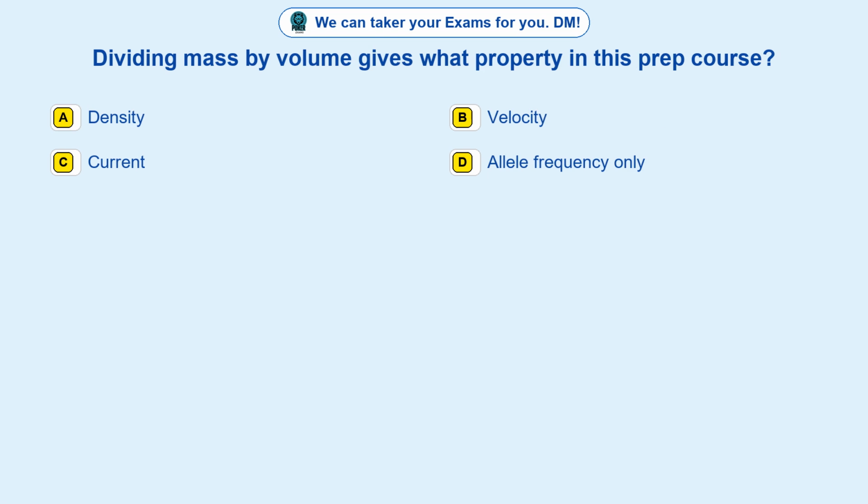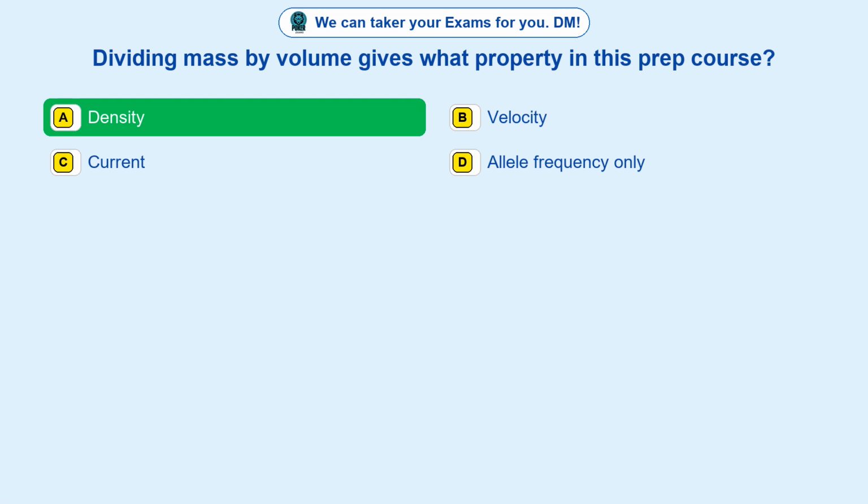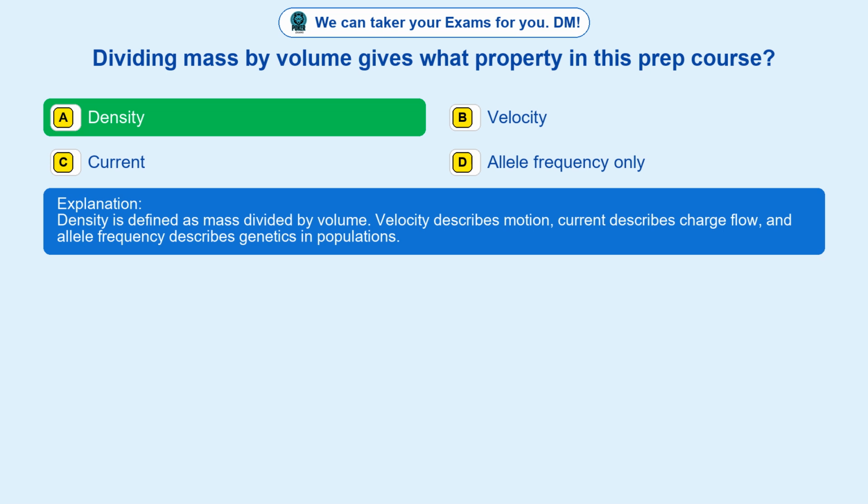Question 78. Dividing mass by volume gives what property in this prep course? Option A, density. Option B, velocity. Option C, current. Option D, allele frequency only. The correct answer is option A, density. Density is defined as mass divided by volume. Velocity describes motion, current describes charge flow, and allele frequency describes genetics in populations.